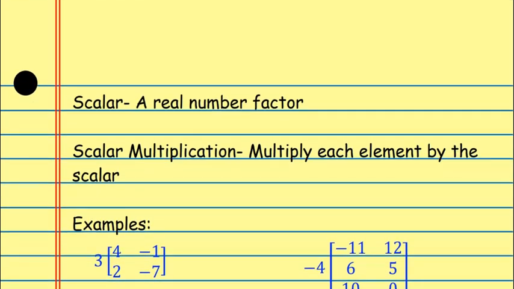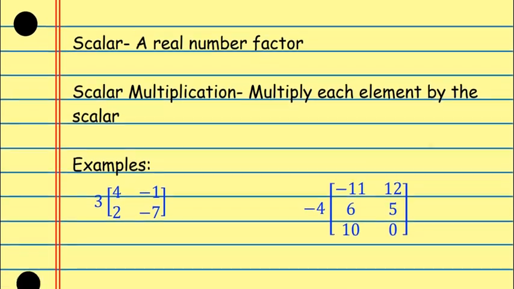A scalar is just a real number factor. Typically, it's just something we're multiplying by. So when we talk about scalar multiplication for a matrix, we're simply multiplying the matrix by a real number, a real number factor. The reason it's called a factor is because it's listed on the outside as a multiple. So for scalar multiplication, I simply multiply each element by whatever the scalar happens to be.